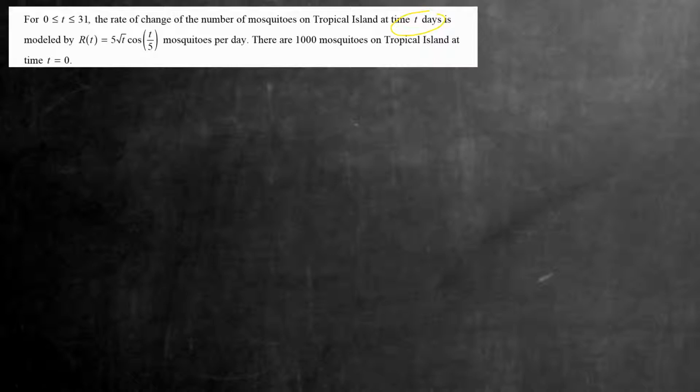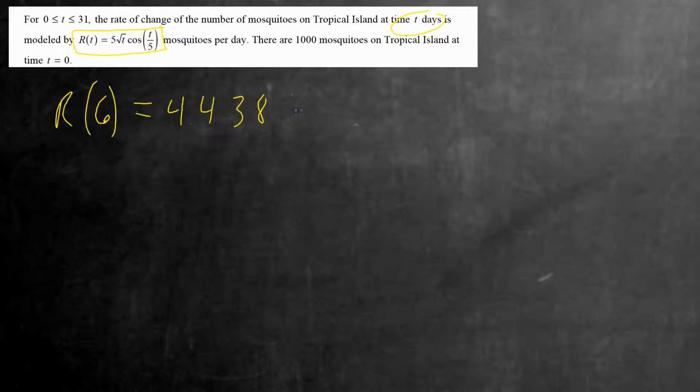Show that the number of mosquitoes is increasing at time t equals 6. So when I put 6 into the rate, it is 4.438. Really all we have to do is say that the rate is greater than 0, so it's increasing. That will be solid. Very similar in B, at time t equals 6.